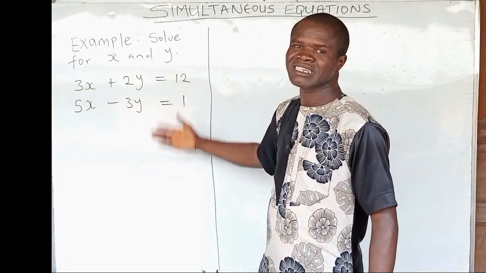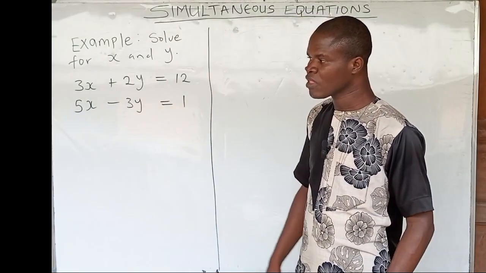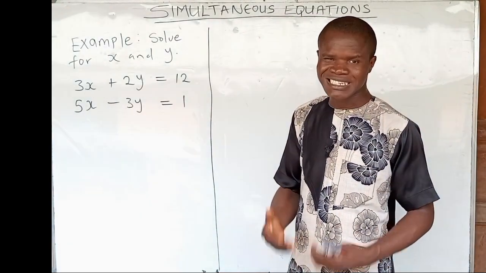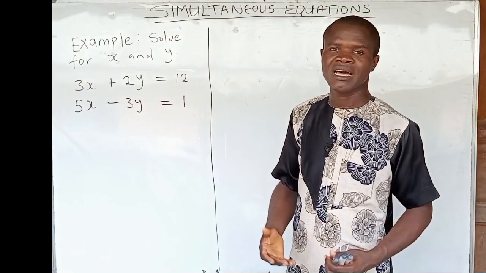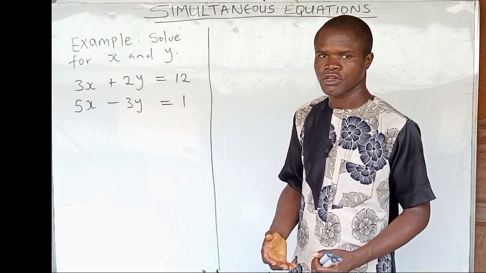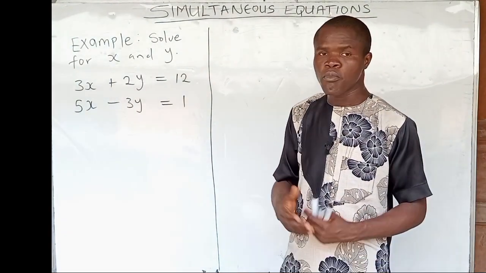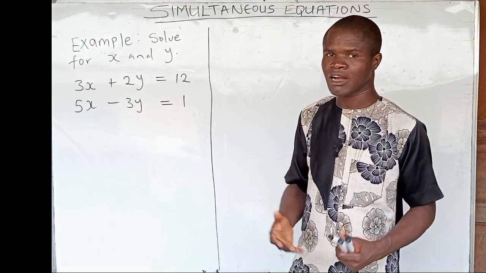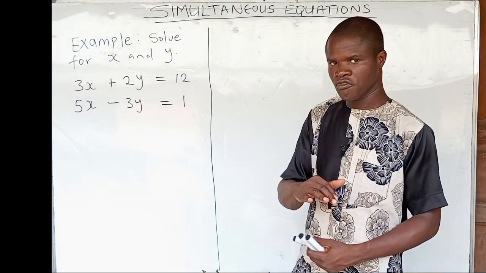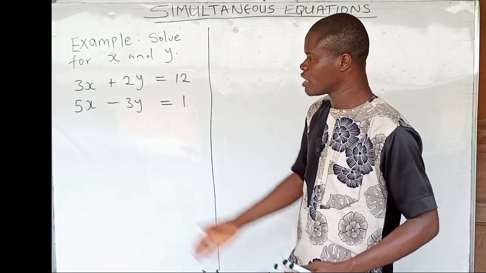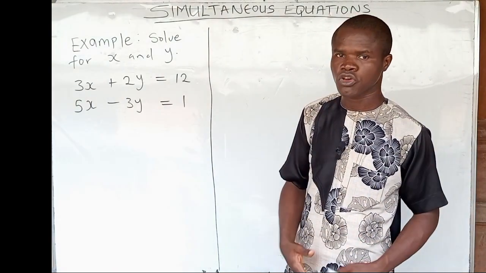If we have 3 equations, 1, 2, and another one, the third equation, definitely we will have 3 variables, 3 unknowns, maybe x, y, z. Similarly, if you have 4 equations, we also have 4 unknowns or 4 variables. Most of the simultaneous equations we are going to come across at this stage have only 2 equations with 2 unknowns. Okay, so let me show you how to solve simultaneous equations by the elimination method.